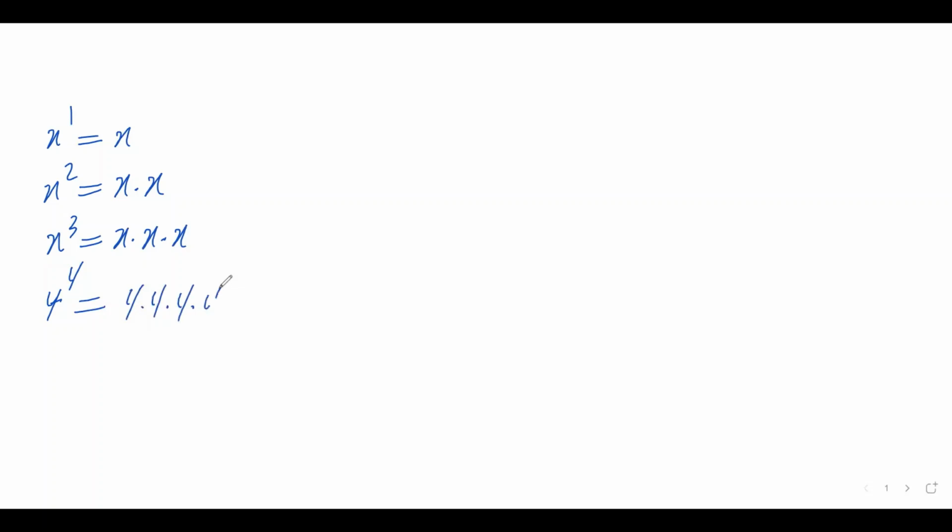Hi everyone, in this video we're going to talk about exponent rules. x to the power of 1 equals x, x to the power of 2 equals x times x, x to the power of 3 equals x times x times x. So basically, exponent means repeated multiplication. If I have 4 to the power of 4, that means 4 times 4 times 4 times 4. We multiply 4 times because the power is 4.